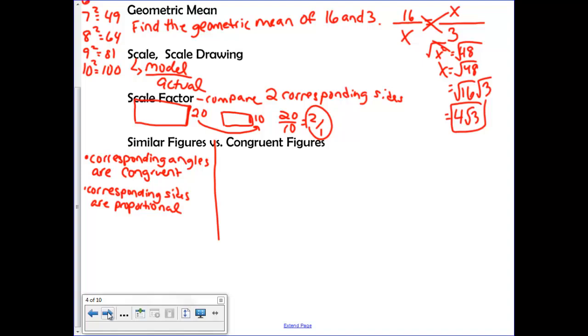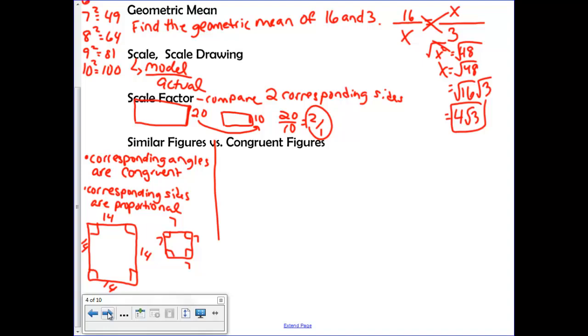So check this out. If I give you a square, it should look like a square. 4 right angles, and all 4 sides are the same, so maybe we have 14, 14, 14, and 14. And then I have this one. So look, are those similar? Why? Corresponding angles are congruent, and my sides are proportional. 14 to 7, 14 to 7, 14 to 7, and 14 to 7. All the sides are proportional.